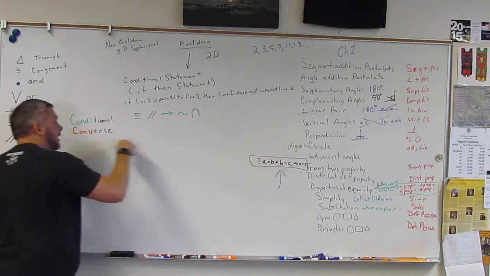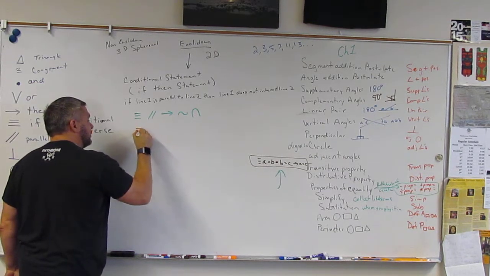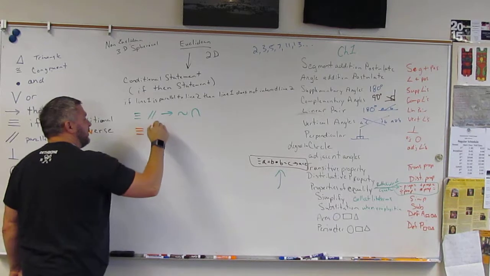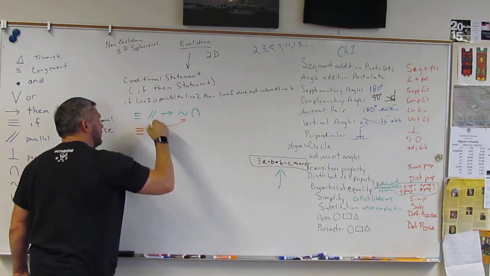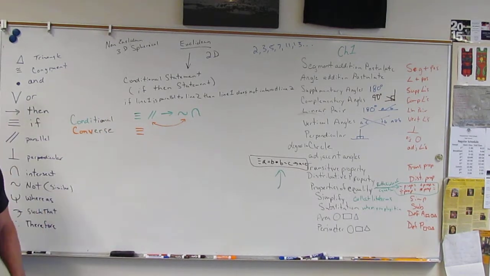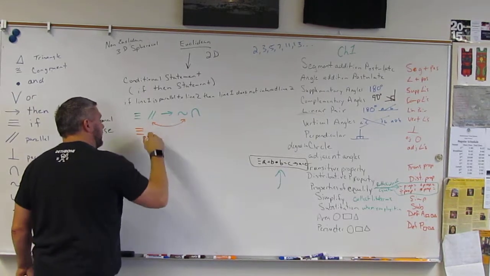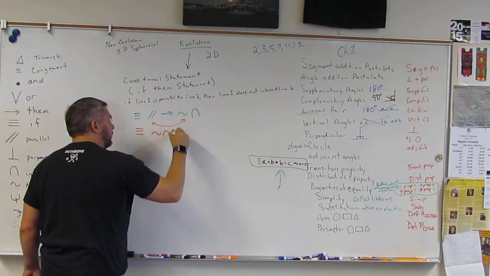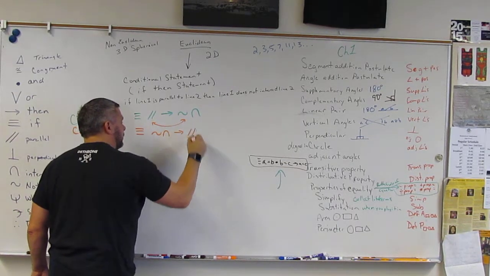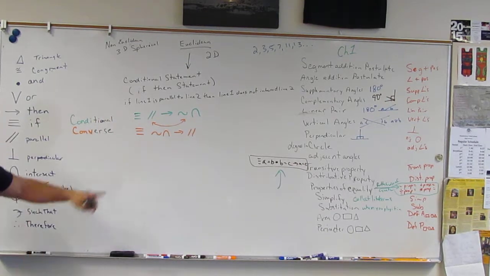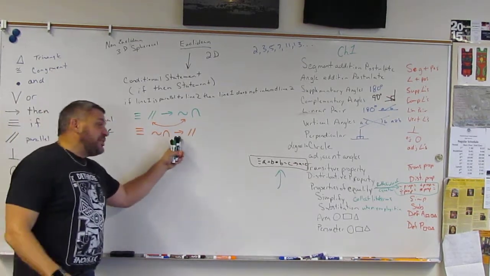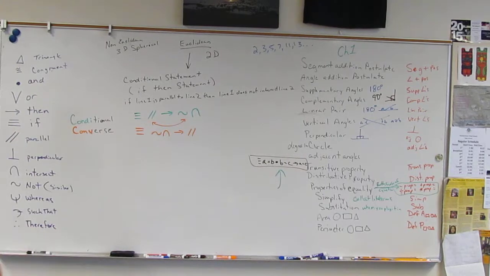So conv just means this. Okay? We're just going to flip these two. That's it. We're just going to flip those two. So this goes here. If they do not intersect, then they're parallel.